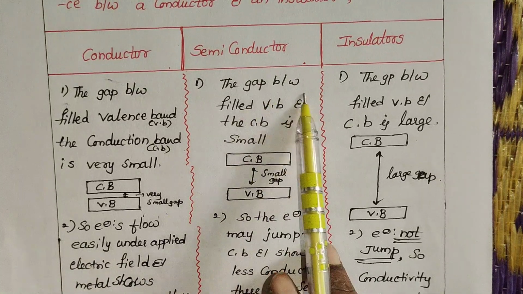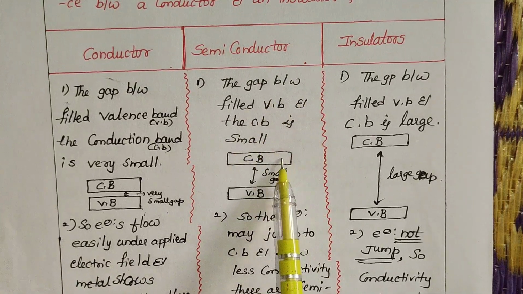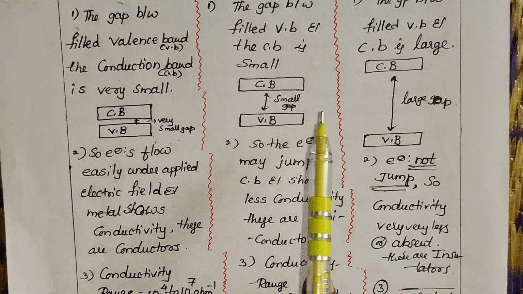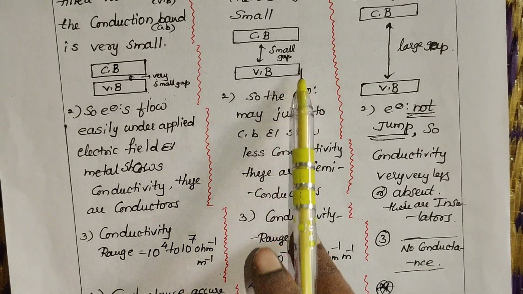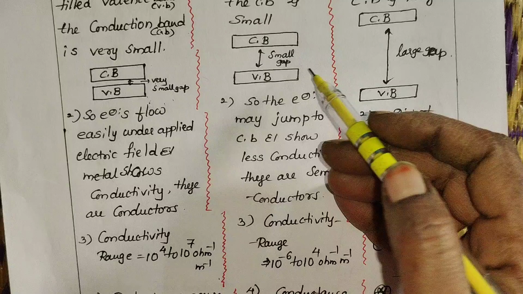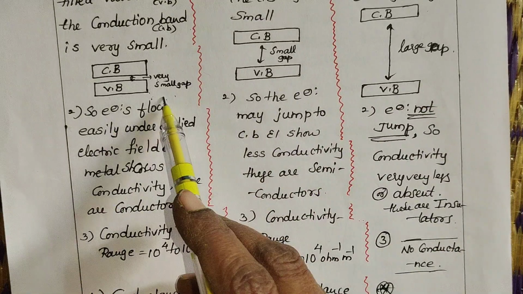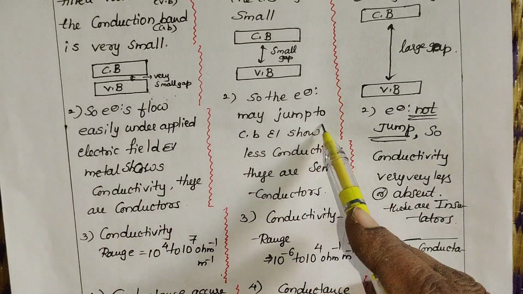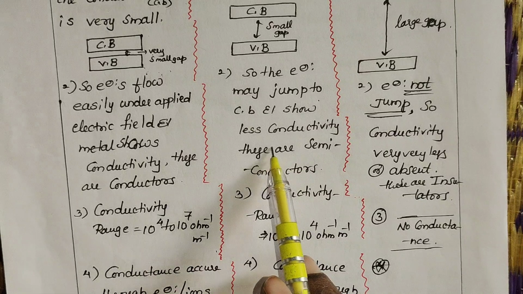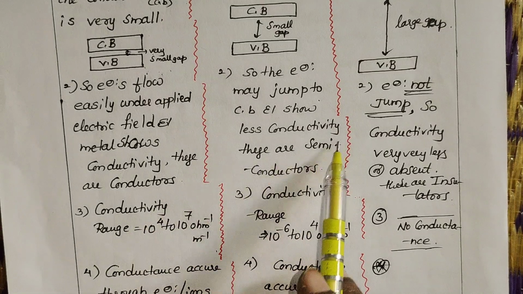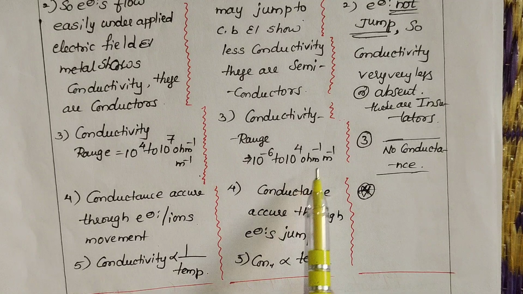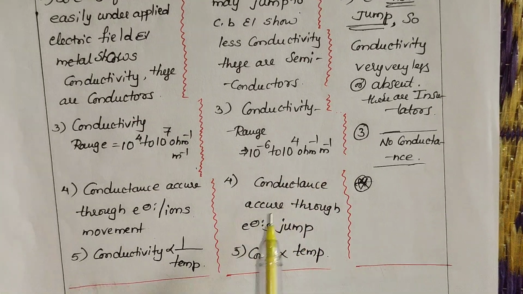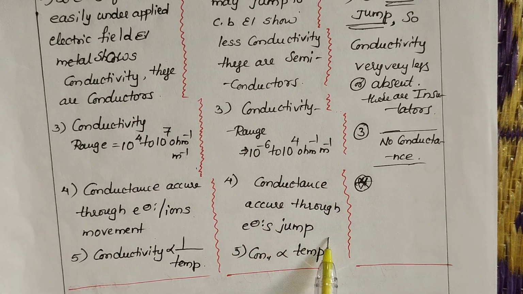The gap between the valency band and conduction band is small, but compared to a conductor, the semiconductor has somewhat more gap. That is why electrons may not flow easily. Electrons can jump. Easy flow is a conductor, electron jump is the semiconductor variation. So compared to the conductor, semiconductor conductivity is somewhat less. How much? 10 power minus 6 to 10 power 4 ohm inverse meter inverse. Next, conductance occurs through electron jumps.